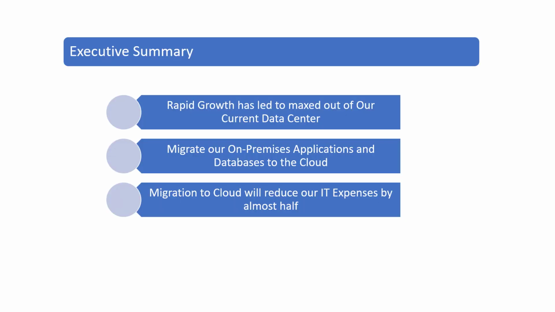So the executive summary: currently, the rapid growth of our data center has led to a maxed-out data center, which means we're looking at opportunities to build a new data center. And this will require very high capital expenses. In order to eliminate the need for these capital expenses, I'm recommending that we move our on-premises applications and databases to the cloud. Essentially, when we migrate this to the cloud, it's going to eliminate our capital expenses and convert those to operating expenses.